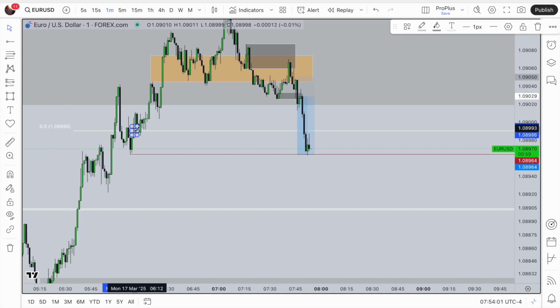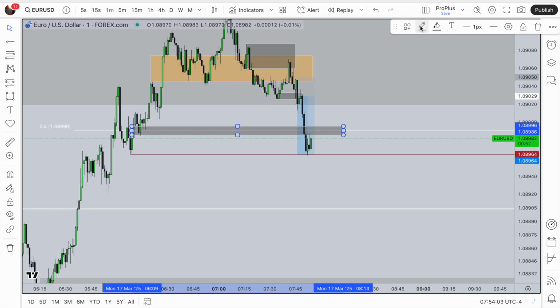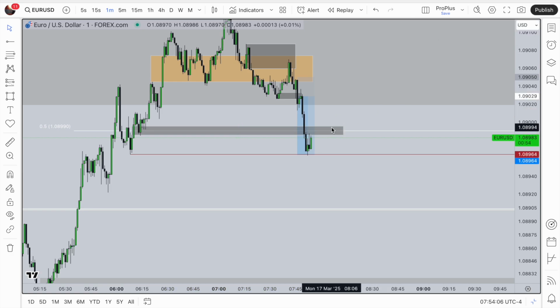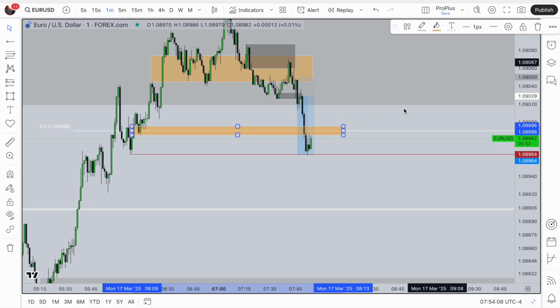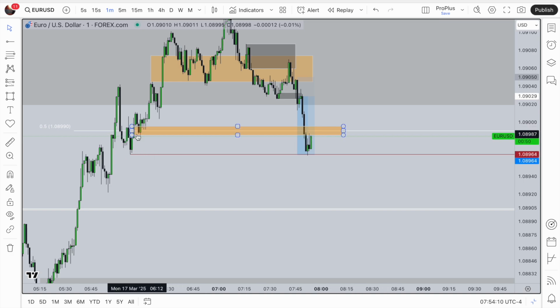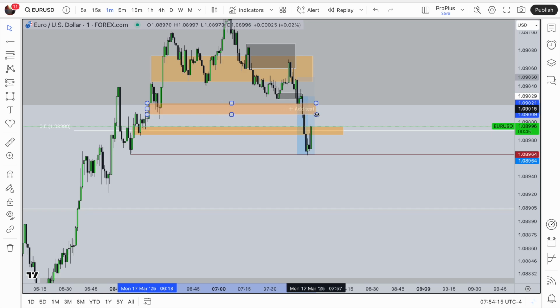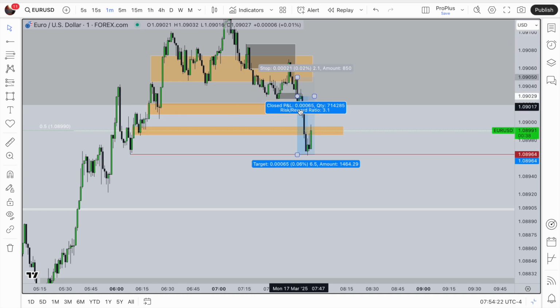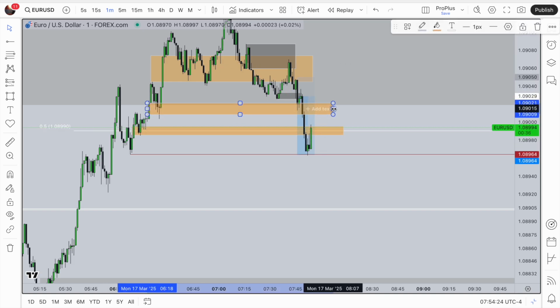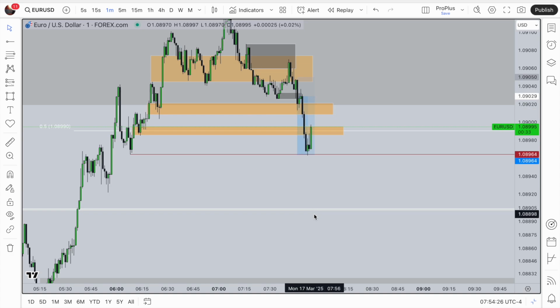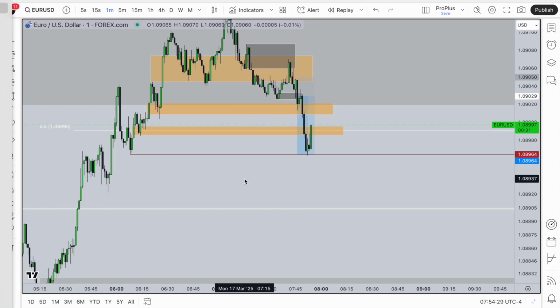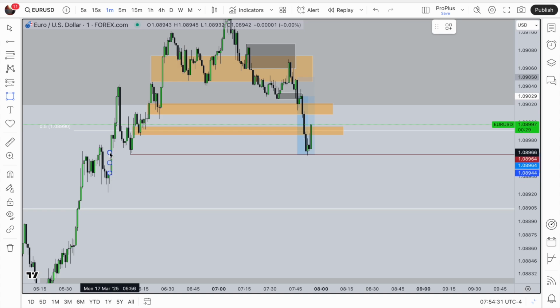Draw this out here. This needs to be an inversion fair value gap. Here, that should be an inversion fair value gap. This one also needs to be an inversion fair value gap. So here, this one might be a little bit stronger as price tapped into that there, ran high, tapped into that there. So that'd be like a last line of defense. And then I'd like to see that one as well act as an inversion.